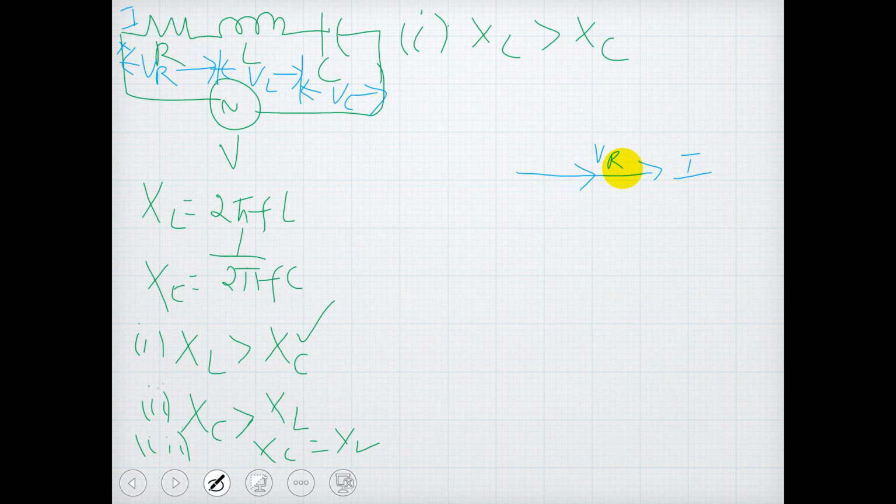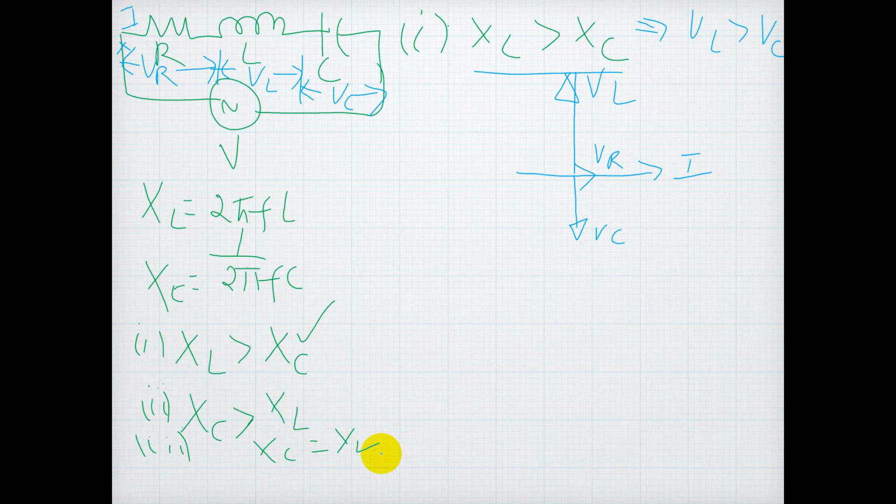Now VL, the current lags the voltage by 90 degrees. If I say XL greater than XC, let me draw the magnitude of this as VL and this as VC. So VC is less in magnitude. So this implies VL is greater than VC. Correct. So in this case, the magnitude of VL is greater than VC. Therefore, we can rewrite this now.